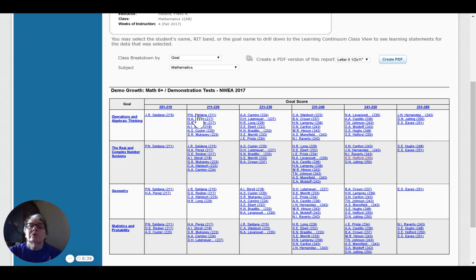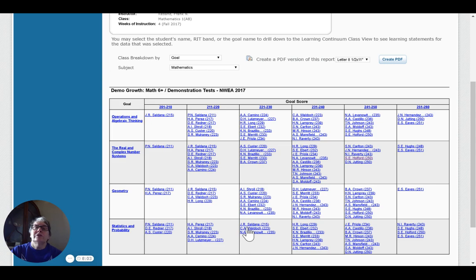If we look at Mr. Saldana, and this is J.R. Saldana, notice that J.R. scored low in operations and algebraic thinking. If we find his name in the real and complex number systems, we notice that he scored slightly higher. He's in the 211 to 220 range, and the same thing in geometry. And then if I look down at statistics and probability, Mr. Saldana actually scored in the 220 to 230 range, which is almost average for this class.